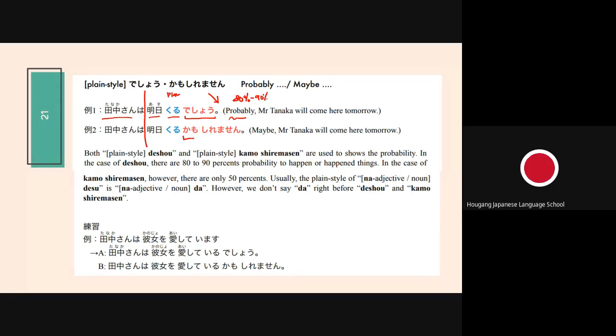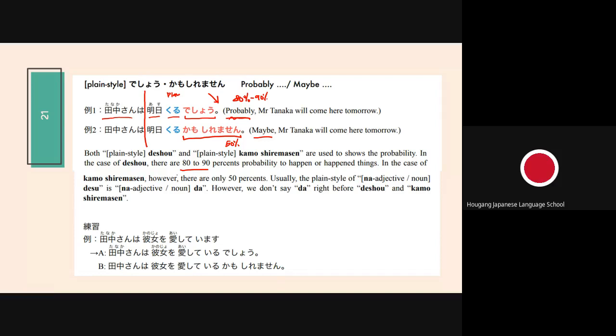Kamoshiremasen grammar means maybe will come, maybe won't come. So it's half-half. So the English is maybe and probably. Like in Chinese, you also ask your people, right? Yes, something like that. It goes down, and kamoshiremasen.